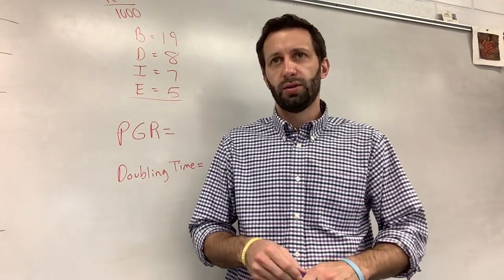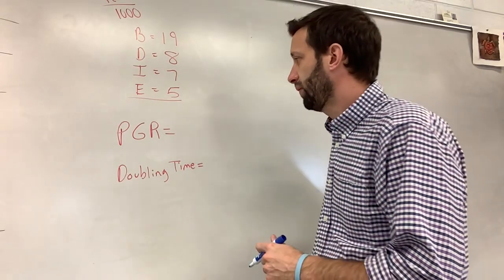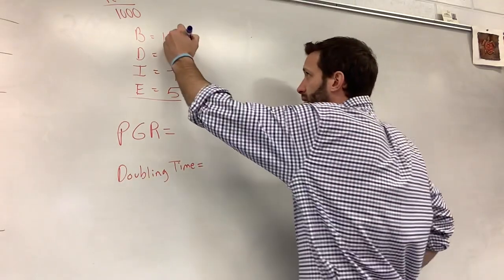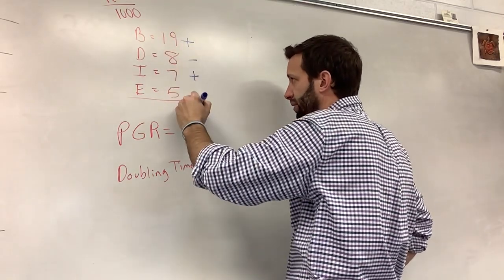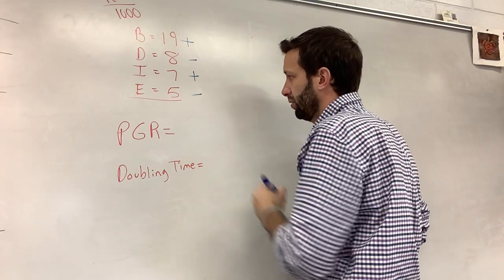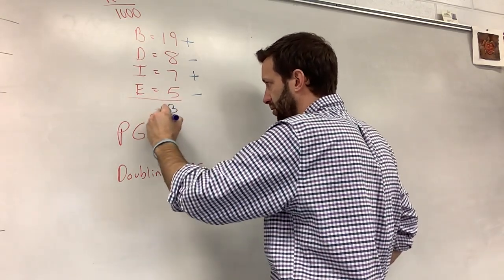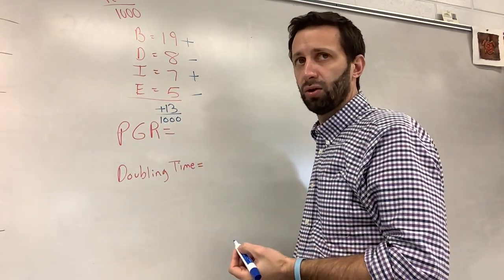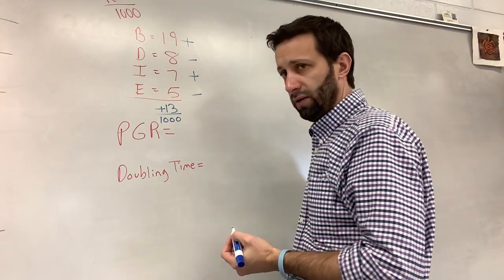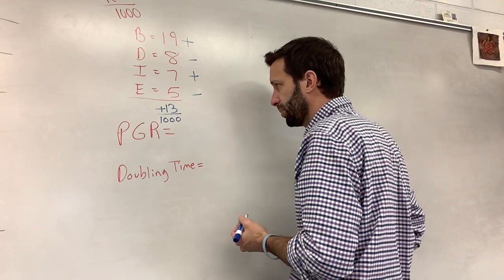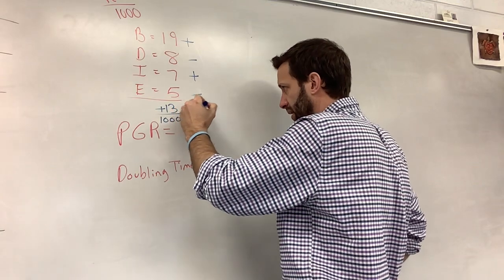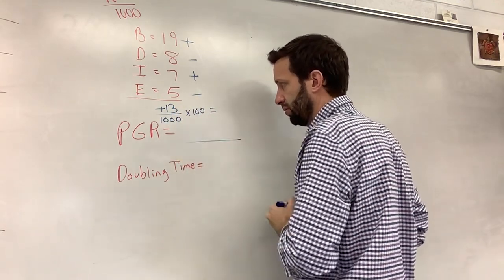Sarah, what did you get for the percent growth rate? What did you get when you added these together? 13. Okay. So births are positive, deaths are negative, immigrants are positive, emigrants are negative. When you add those together, you should get 13. So we've got a plus 13 for every 1,000 people in that year. Now to get the percent change, you divide how much it changed by the number of individuals, multiply it times 100, and you get the percent growth rate.